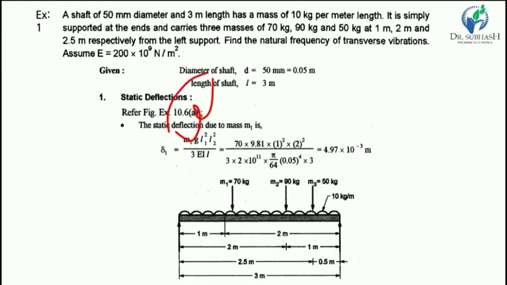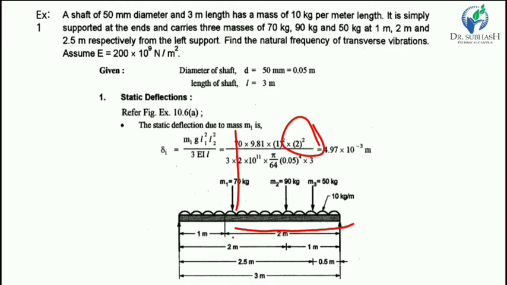For W, the weight is considered for only rotor 1: 70 kg, multiplied by g, 9.81. L1 is the distance from the left support to point load 1, which is 1 meter for rotor 1. L2 is the distance from the right support to point load 1, which is 2 meters for rotor 1.